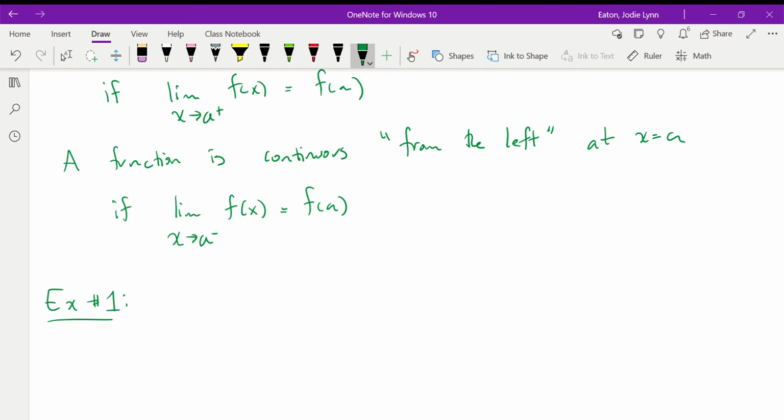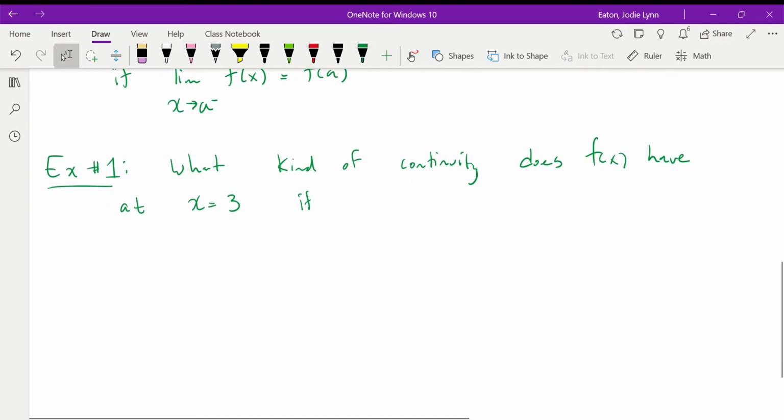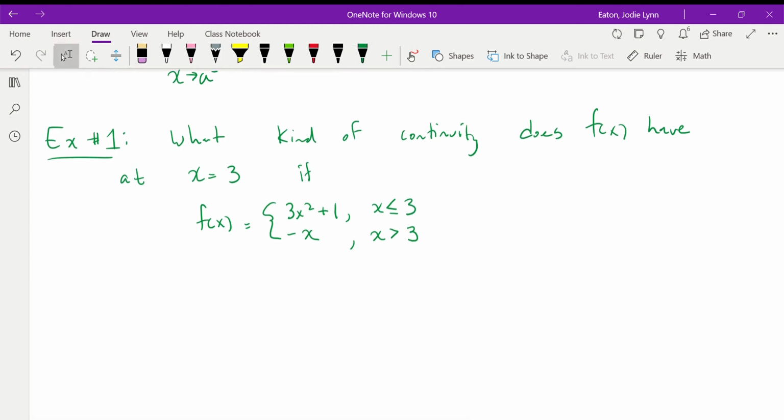First example. Okay. What kind of continuity does f of x have at x equals 3 if f of x equals 3x squared plus 1 for x less than or equal to 3, negative x for x greater than 3. Okay, so let's have a look.